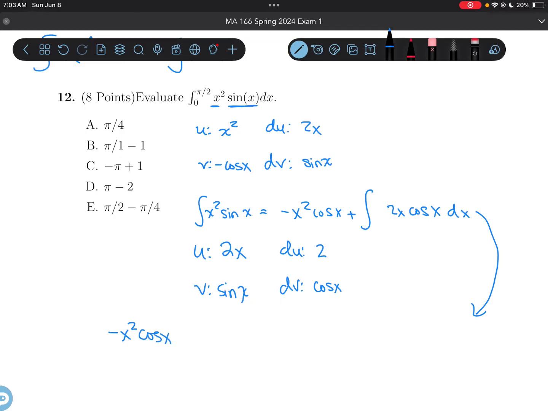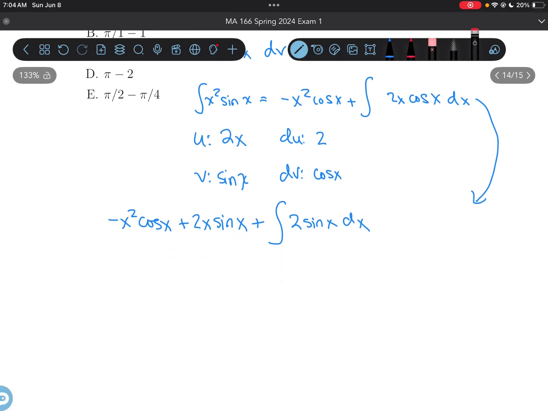Okay, and so now if I do all that, this expression over here becomes negative x squared times cosine x plus 2x sine x plus the antiderivative of v du, which is 2 sine x. So you'll see we did achieve our goal. We found something that we can find the antiderivative of. So now we just need to find the antiderivative of this quantity.